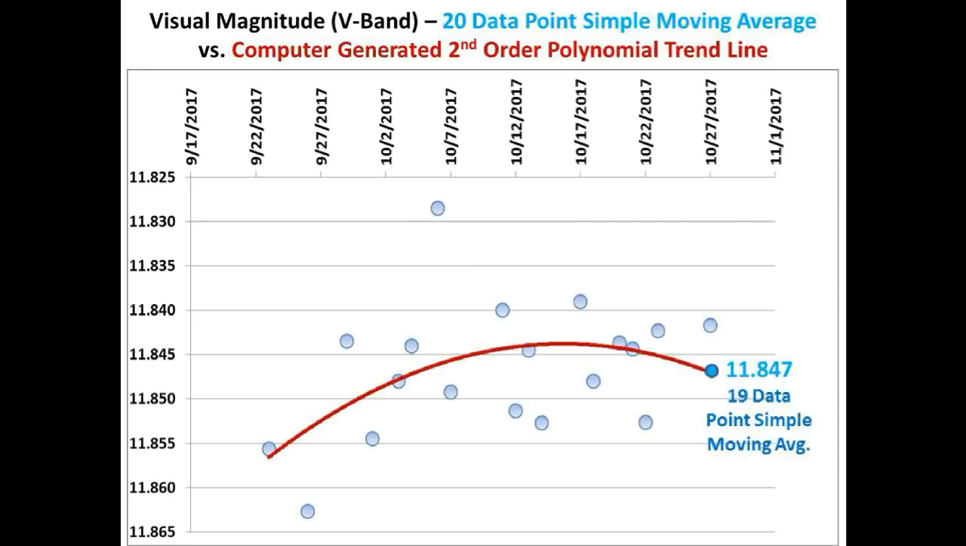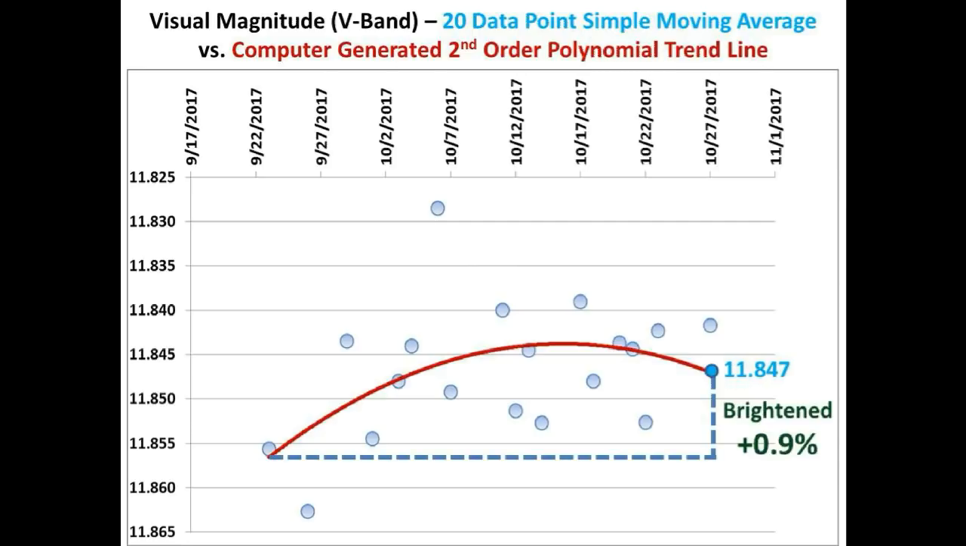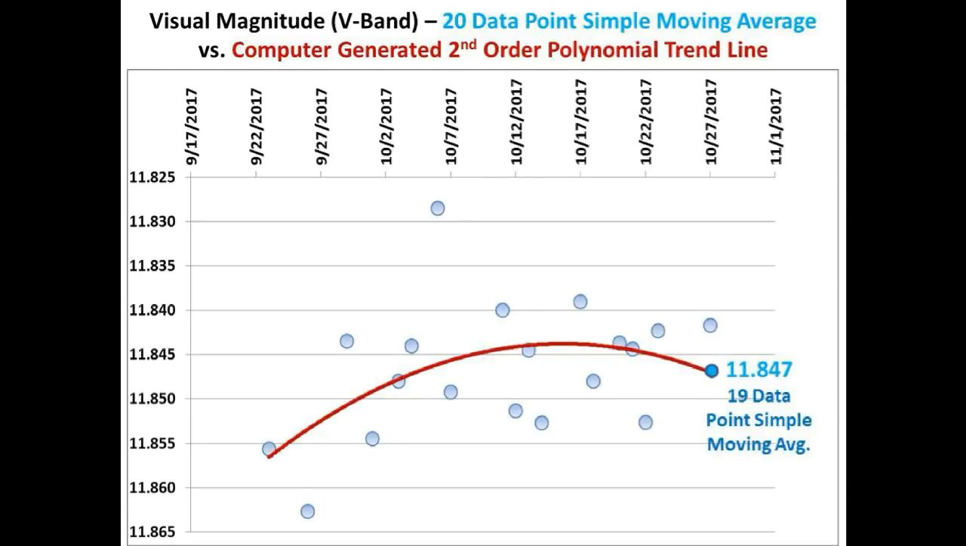So looking at the rise in the trend line, we are estimating that Tabby Star has brightened approximately 0.9% from September 23rd to the present date. Well, it will be interesting to see where it will go from here. Will we see a continued brightening of Tabby Star, or will we see, as the trend line is suggesting, that we may be rolling back over to continue the dimming trend? Also, what is causing the unexpected brightening?